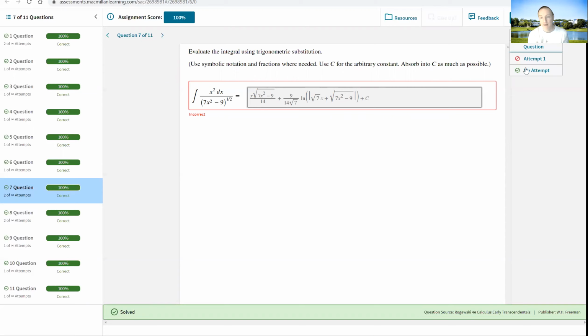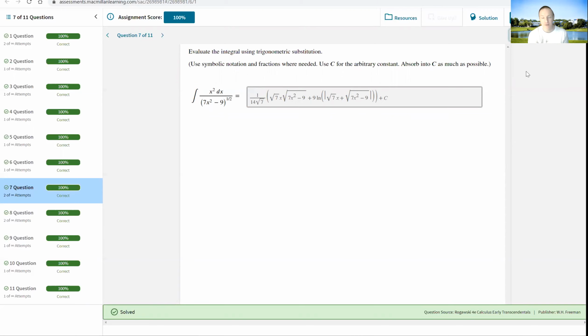So just keep in mind, it's wanting you to factor in this problem despite it being the same answer either way. All right, guys, hopefully this helps out with these problems. The last 4 take a bit longer. I'll do them in another video.